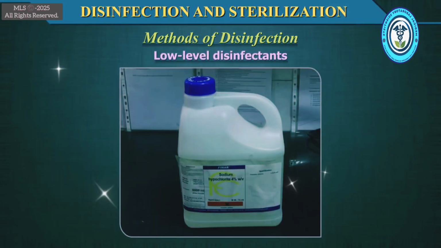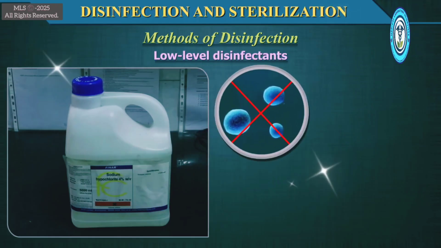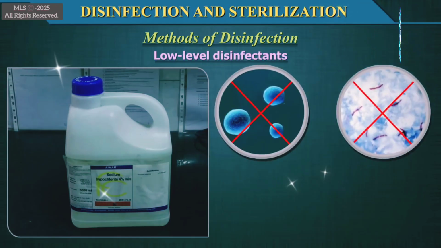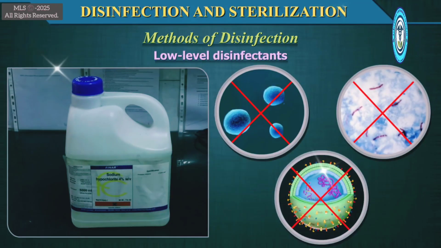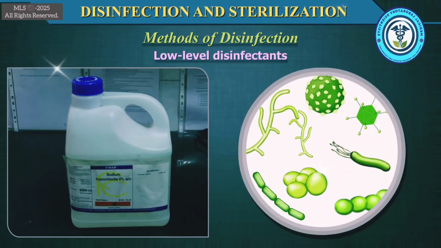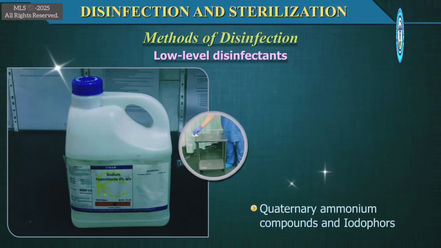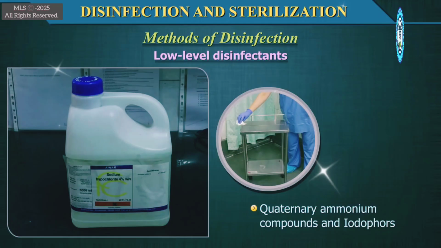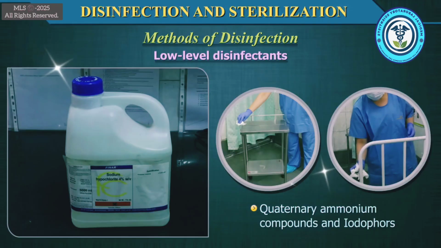Low-level disinfectants. These are unreliable against bacterial spores, mycobacterium, and small or non-lipid viruses. These can rapidly kill vegetative bacteria, most fungi, and medium-sized or lipid-containing viruses. Non-critical items which do not come in contact with sterile areas or body tissues are acceptable after low-level disinfection, for example, patient's trolley, furniture, etc.